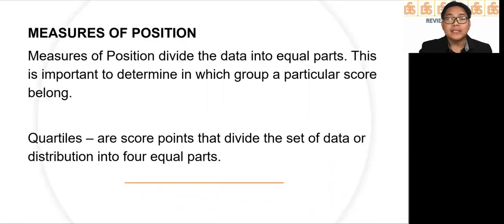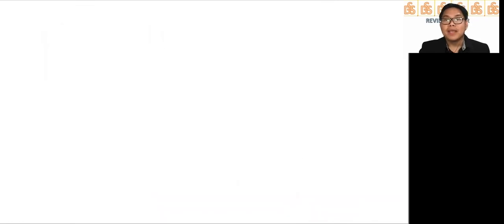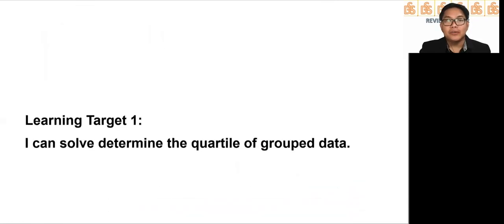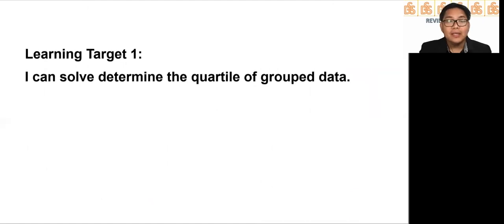So we will start with quartiles. Quartiles are score points that divide a set of data or distribution into 4 equal parts. And your goal for today is to determine or solve for the quartile of grouped data.